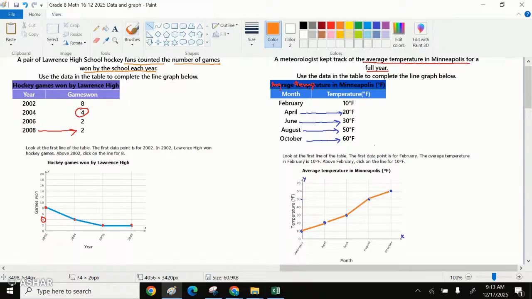And we can also see the difference, which month, average temperature in which month was the highest, right? Increase was the highest. What we can see even from the grid that from June and August, right? June was 30 and August was 50. That means it had a jump of 20 degrees Fahrenheit.